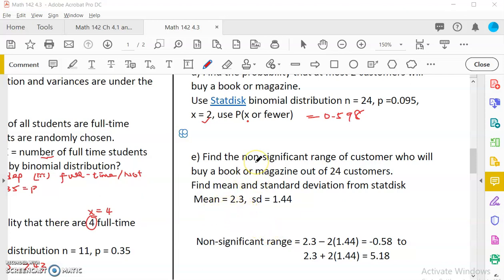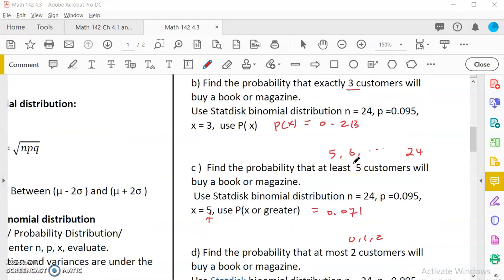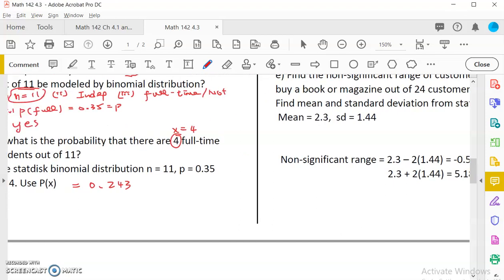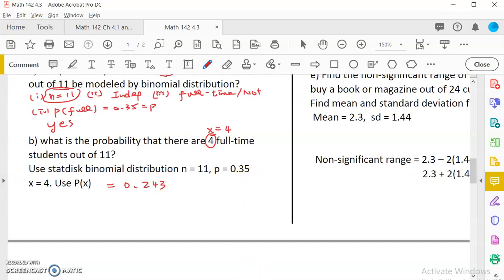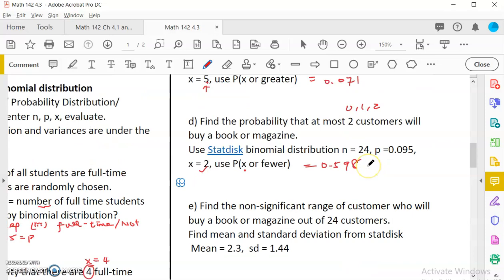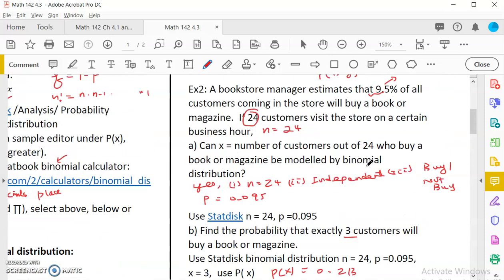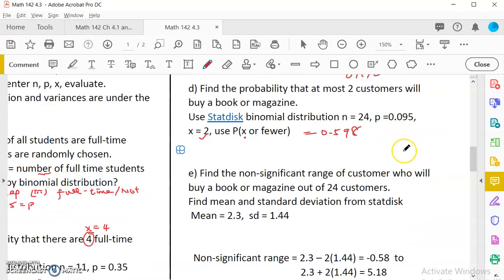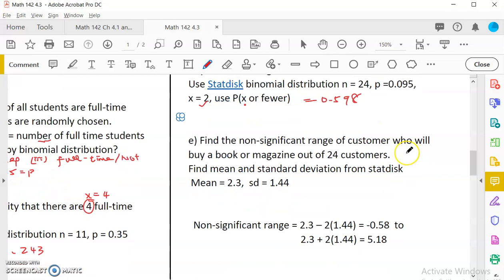So last time we were looking at 24 customers. The bookstore manager knows that for all of the customers that walk in, about 9.5% of them would buy books. And we want to figure out what is the mean number and what is the standard deviation in this X binomial distribution.